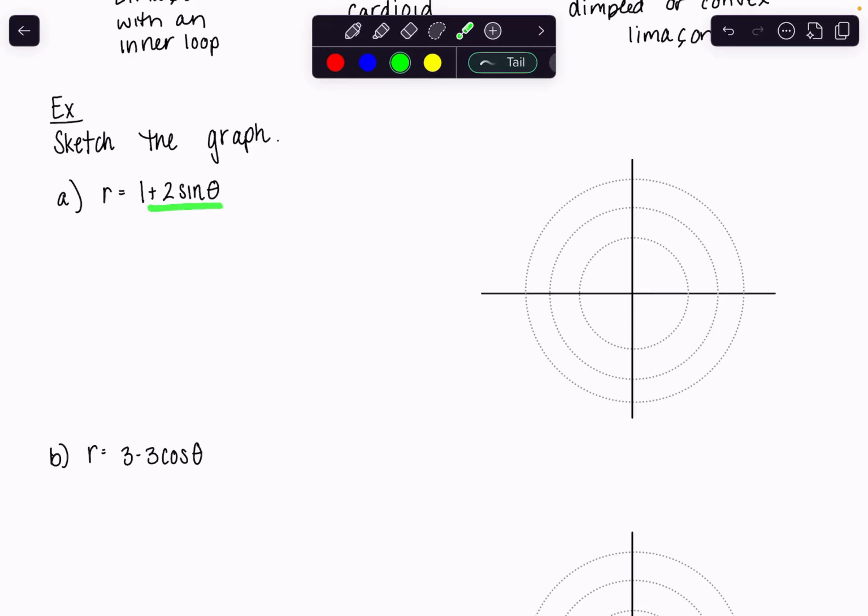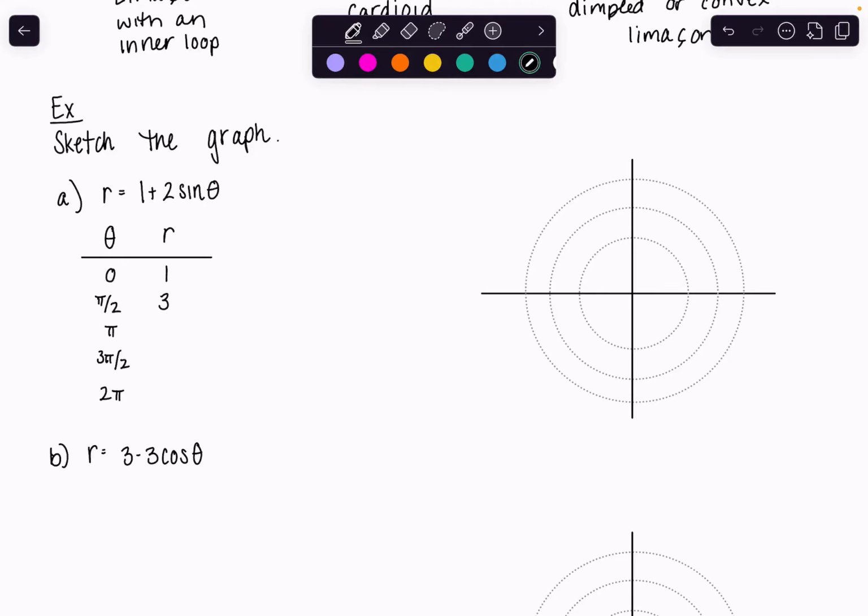So this being positive sine tells me my shape is mostly going to be on the positive y-axis. For these, I'm only going to need to worry about plotting those quadrantal angles. So 0, pi over 2, pi, 3 pi over 2, and then back to 2 pi. Okay. If I plug in 0 for sine, that gives me 0, so my radius will be 1. If I plug in pi over 2, sine of pi over 2 is 1, so that gives me 1 plus 2 times 1, so my radius would be 3.